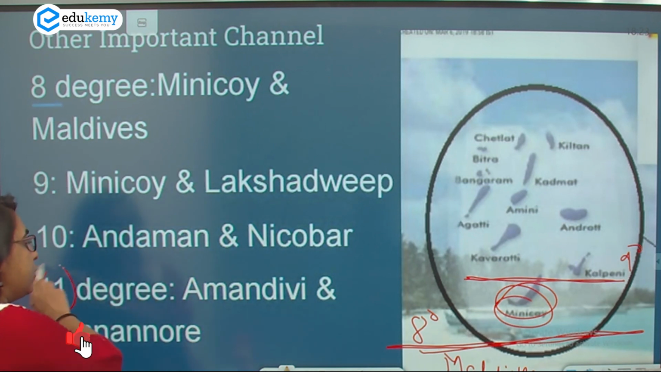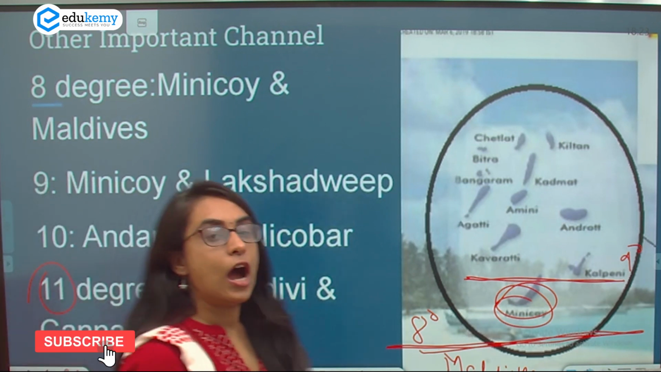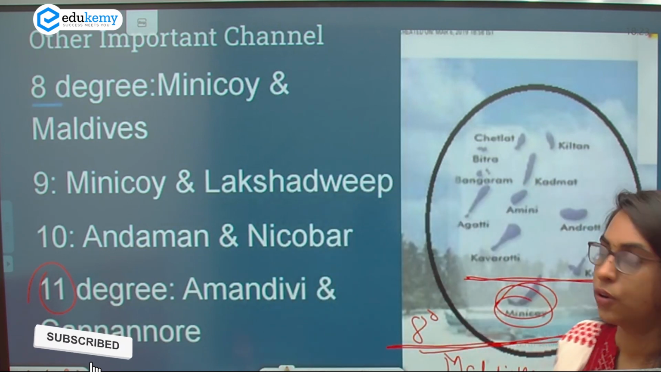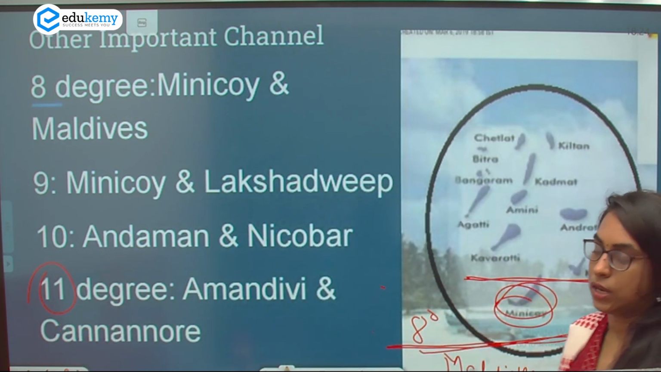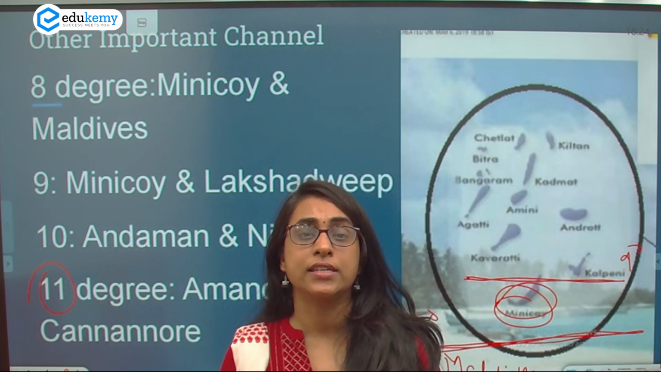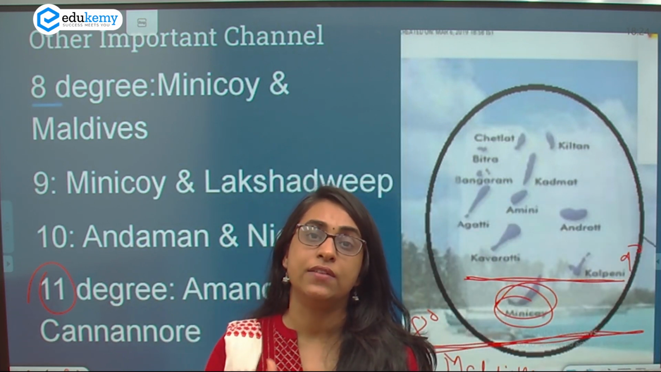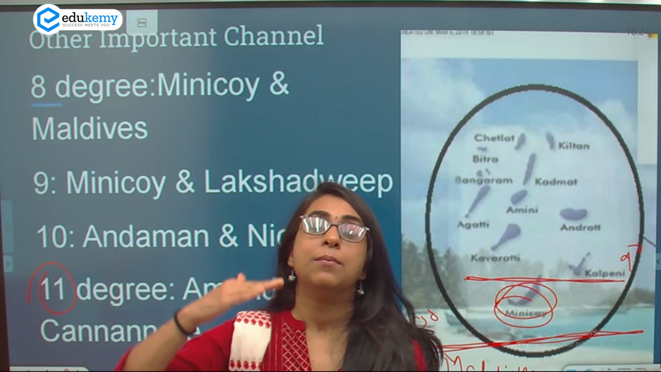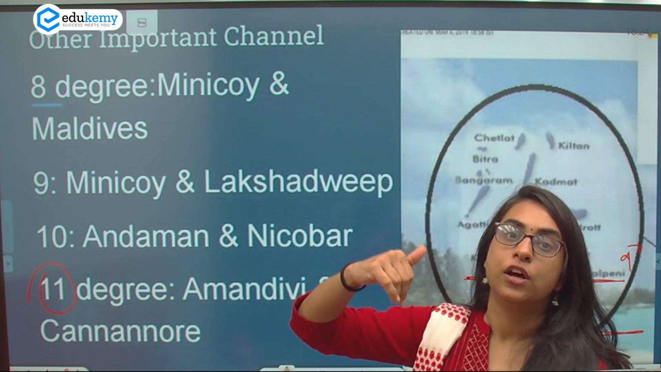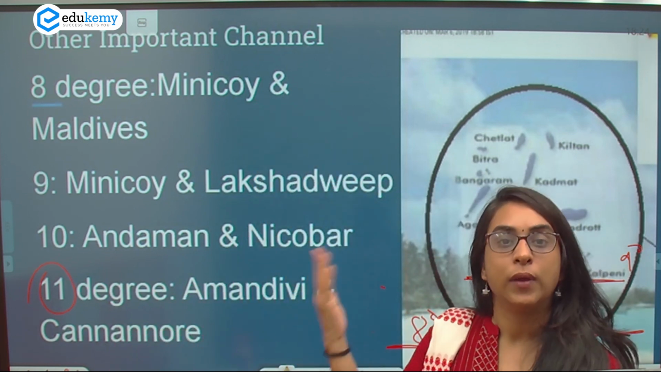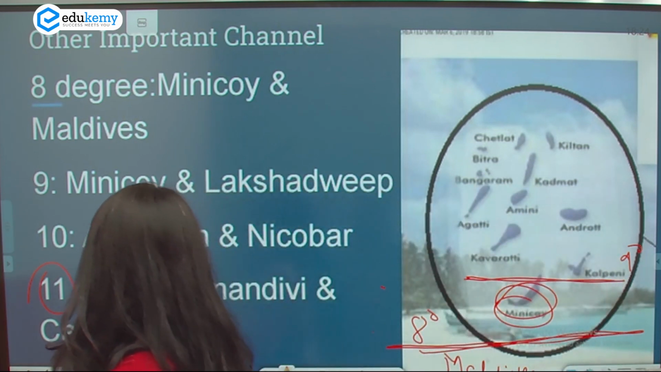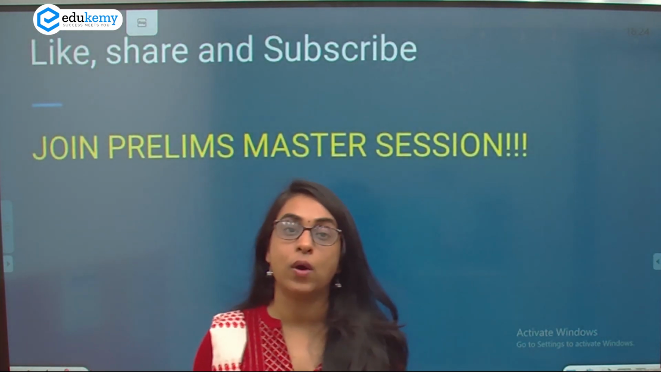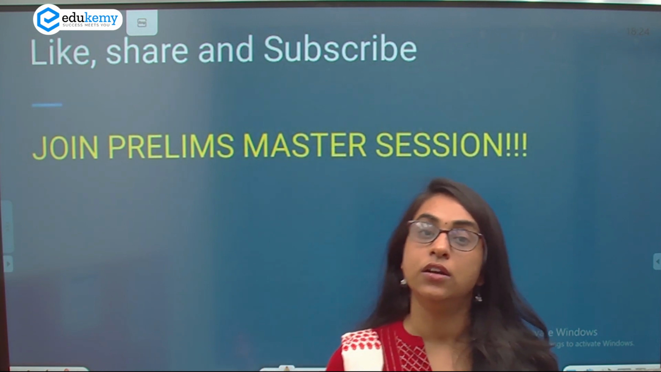Coming on to the 11-degree channel, it is between Amindivi and Cannanore. So between Amindivi and Cannanore is the 11-degree channel. If you need to revise, 8 is between the Maldives and Minicoy. Between Minicoy and the other islands of Lakshadweep is the 9-degree. Between Amindivi and Cannanore is the 11-degree. So this is how you have to analyze your previous year questions.